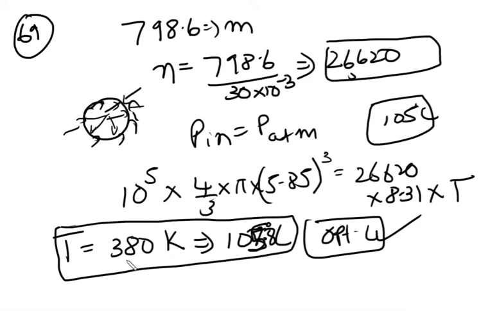We get 380 Kelvin. Remember, the answer is in Celsius, so we need to convert it. So 105.8 degrees Celsius, so it is 105 degrees Celsius. Option C is the right choice.